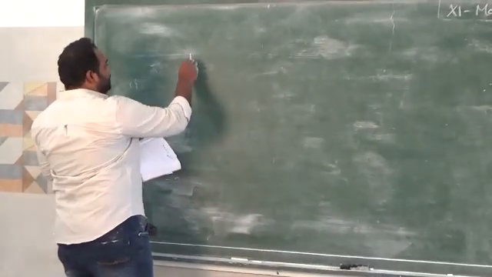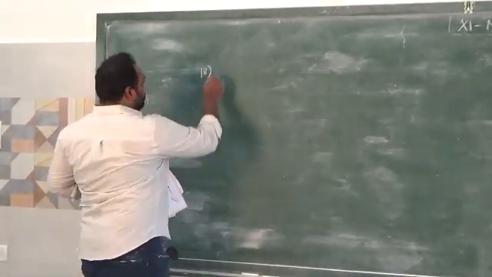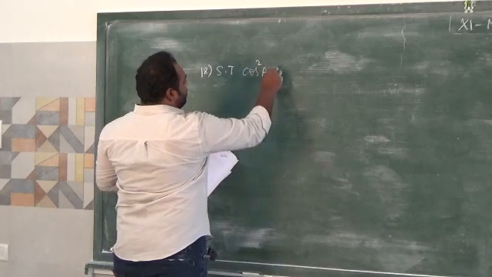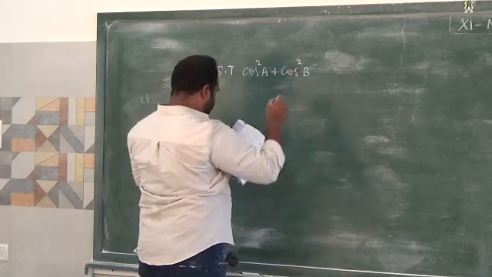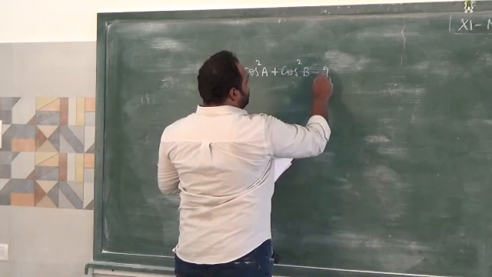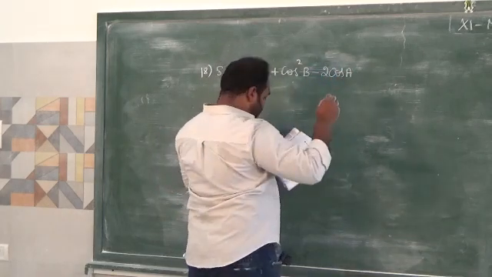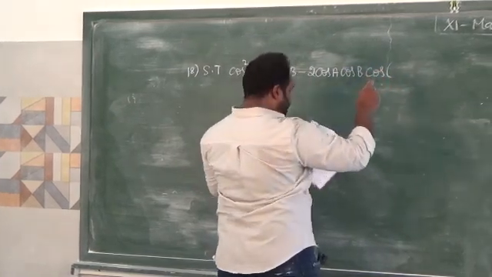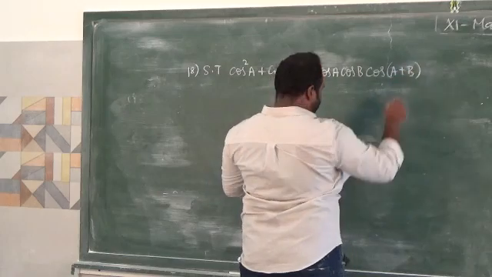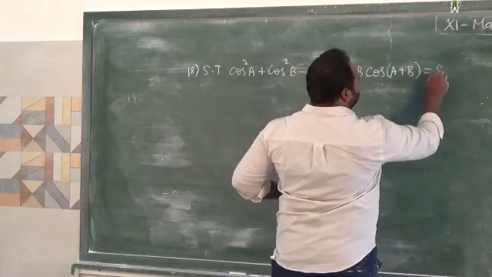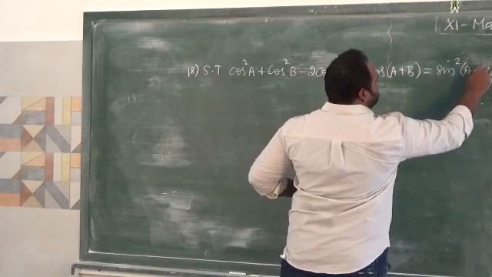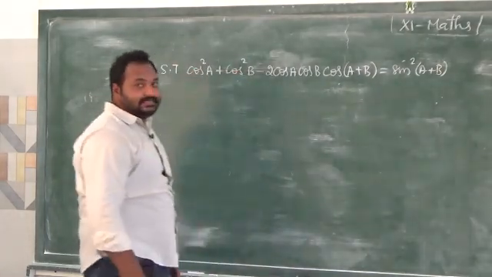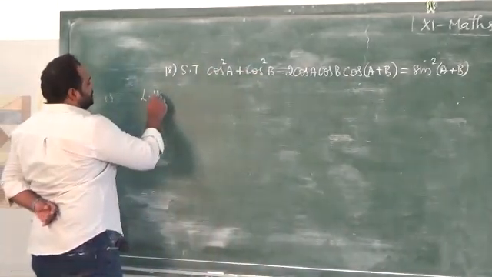Next, problem number 18. Show that cos²A + cos²B − 2 cos A cos B cos(A+B) = sin²(A+B). In this case, I am going to take the LHS first.